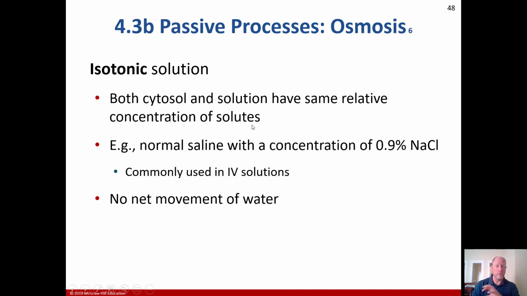That iso, basically, means a lack of movement there. It's not high, not low, it's between. An example is normal saline with a concentration of 0.9% sodium chloride, which is commonly used in IV solutions. And there's no net movement of water, okay?